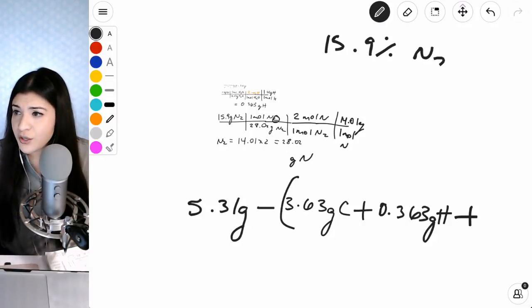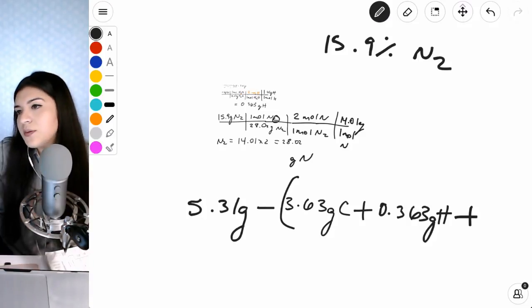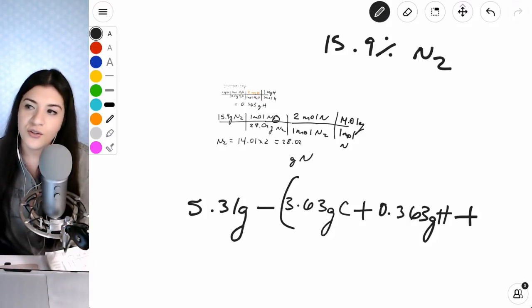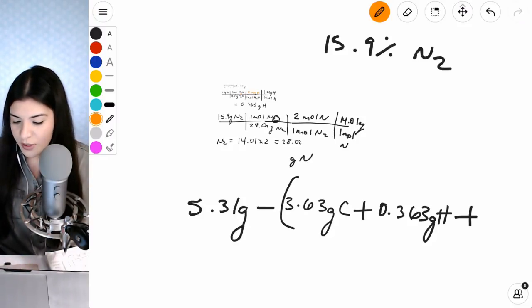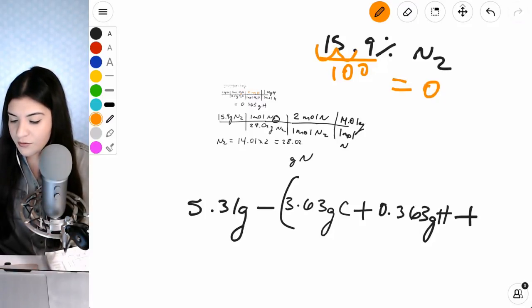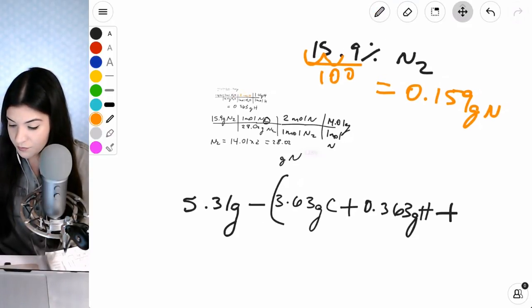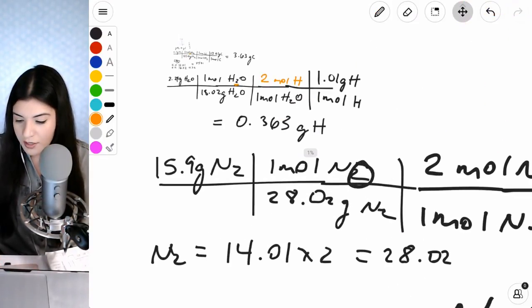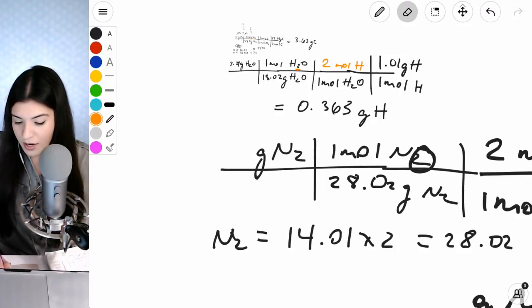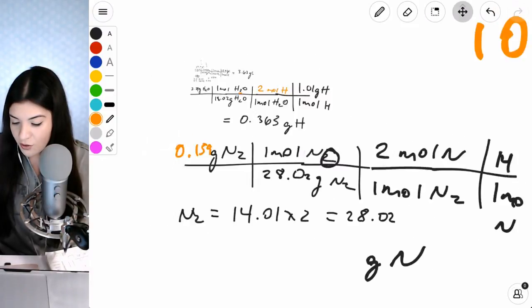So going back to the 15.9% of N2. Since that's 15.9%, I'm going to get it out of percent form by dividing by 100, which is really just moving the decimal place over. So this is 0.159 grams of N2. That's what I'm actually going to start off with. I'm going to tweak this a tiny bit, but the setup was still correct. It was just the starting part that was off. There we go. And then everything else is still correct.